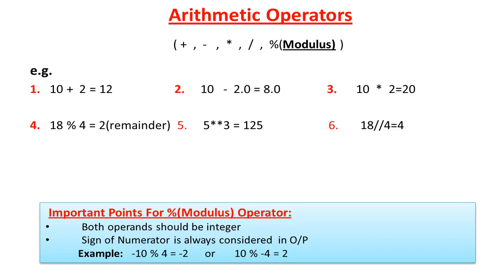Now, important points for the modulus operator: there are 2 points. Both operands should be integers. The sign of the numerator is always considered in the operation. For example, minus 10 modulus 4 will give you minus 2, but if it is 10 modulus minus 4, that means the denominator has a negative symbol, then we are not going to get minus 2, we are going to get 2 only.